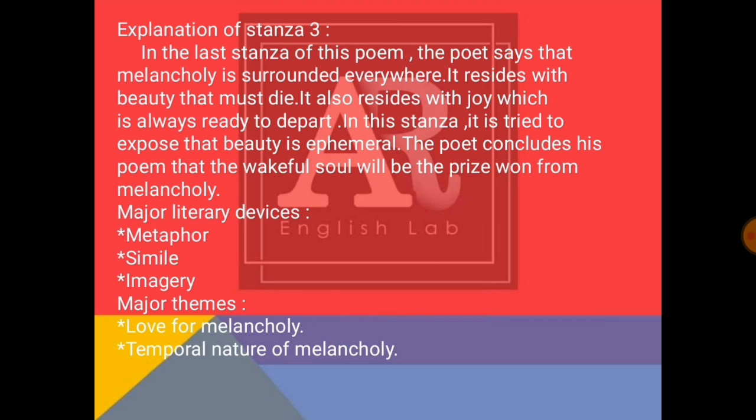Now we are moving towards major literary devices which are used in this poem: metaphor, simile, and imagery. Finally, we are going to discuss major themes of this poem: love for melancholy, temporal nature of melancholy.